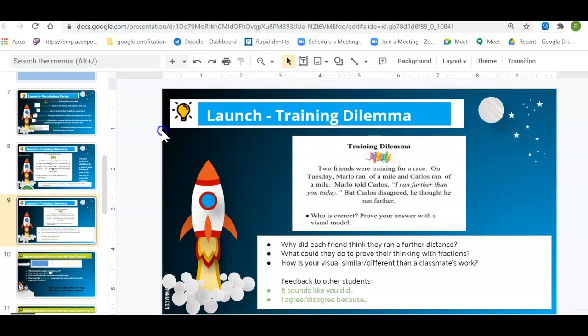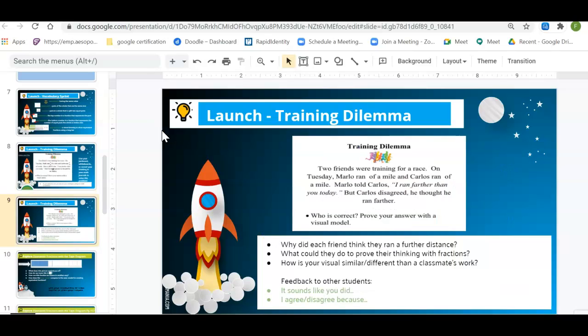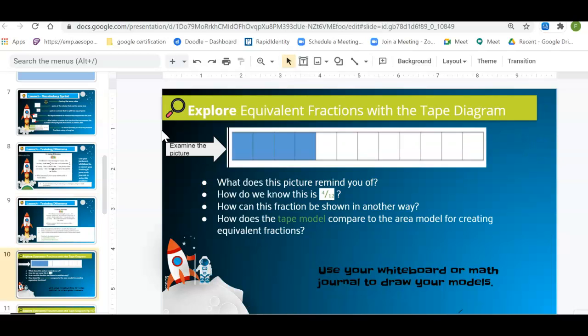All right, so we finished up the training dilemma, and this is just a discussion about the training dilemma, and I've already gone over that one with you guys. So our next slide, explore equivalent fractions with tape diagram. That's the diagram that we just used. So in our next slide, we're going to continue to explore equivalent fractions with the tape diagram.